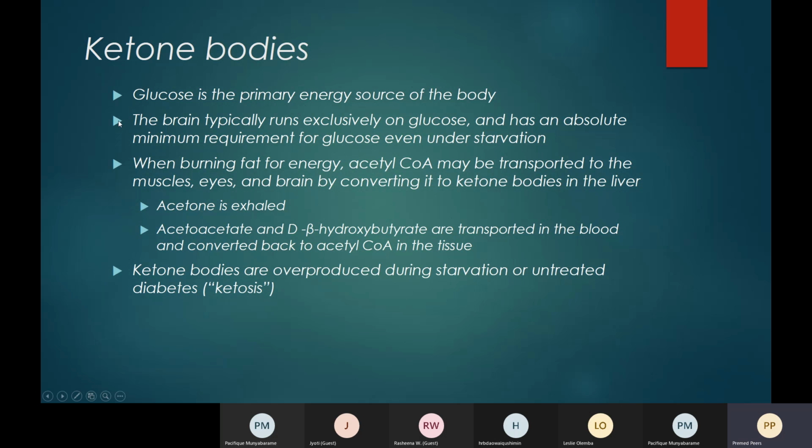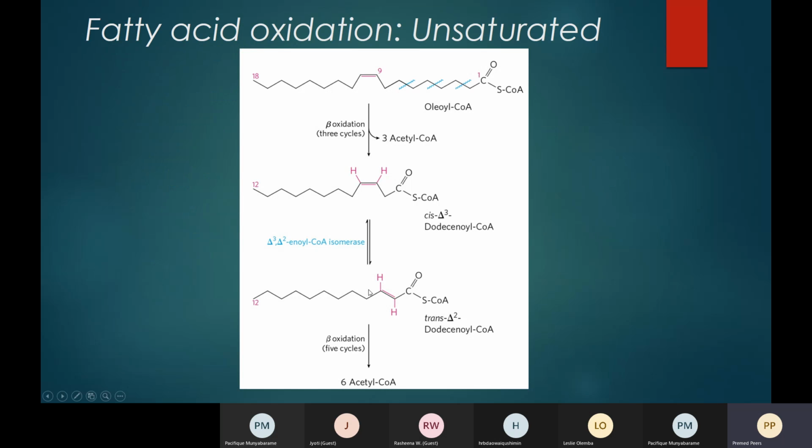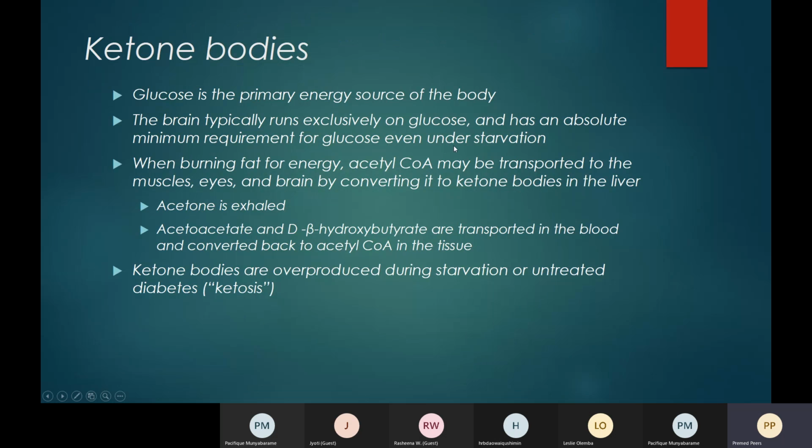So actually, typically your brain runs only on glucose. Glucose can cross the blood-brain barrier. And even if you're totally starving, there's a certain amount of glucose your brain has to have or it won't work. Even if everything else, we can use beta oxidation to get energy from fats, and you'll see later we can get energy from proteins as well. But there is a minimum that you have to have some glucose.